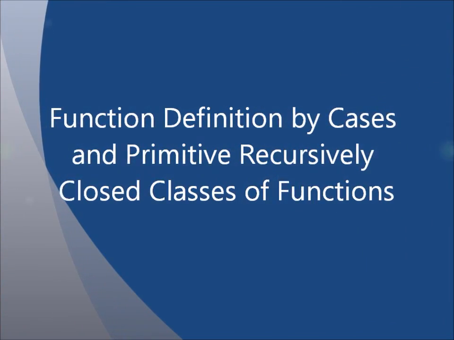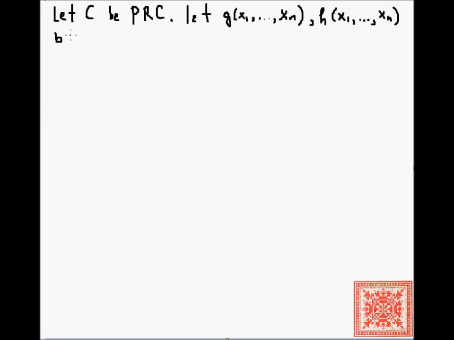In this screencast, we'll talk about function definition by cases and primitive recursively closed classes of functions. This is the first theorem in this screencast, but it's actually Theorem 5.4 in Chapter 3 of Computability, Complexity, and Languages by Davis, Weyuker, and Sigal. If you are reading that book along and following other screencasts, that's the reference.